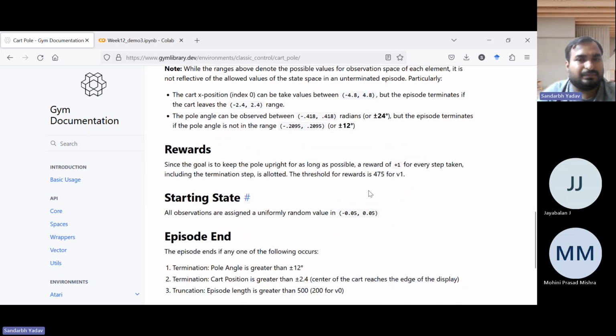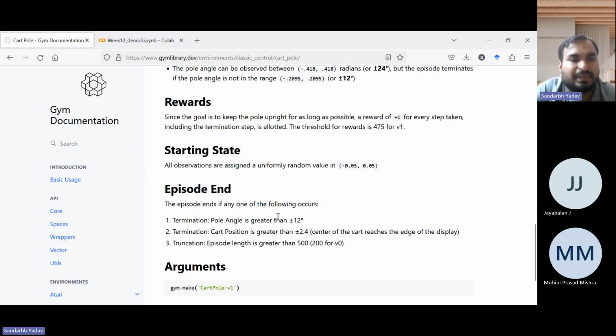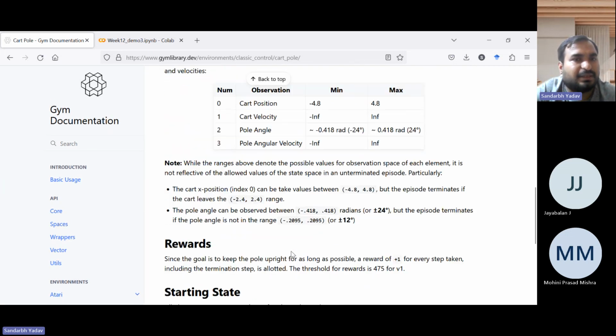And rewards as usual, we will have +1 for every step taken. We want to balance the pole for as long as possible. These start states are assigned uniformly, and the episode ends as we have already seen before. So all these things are there.